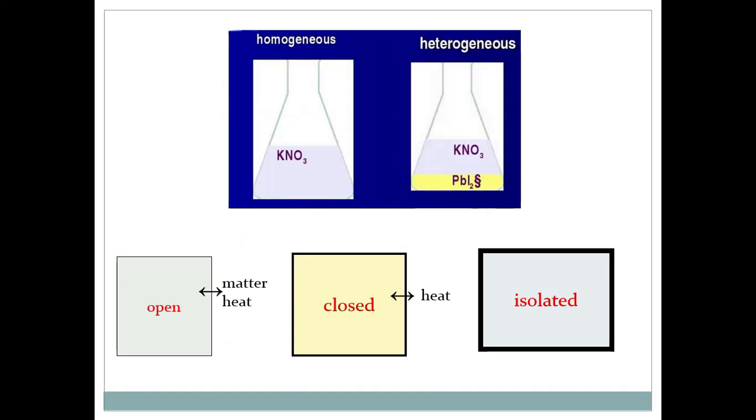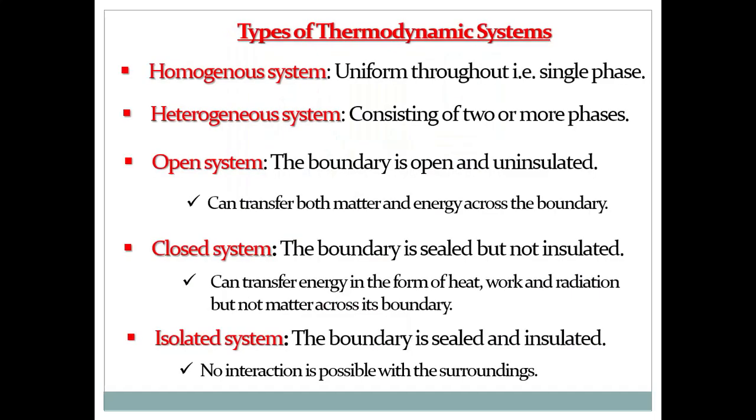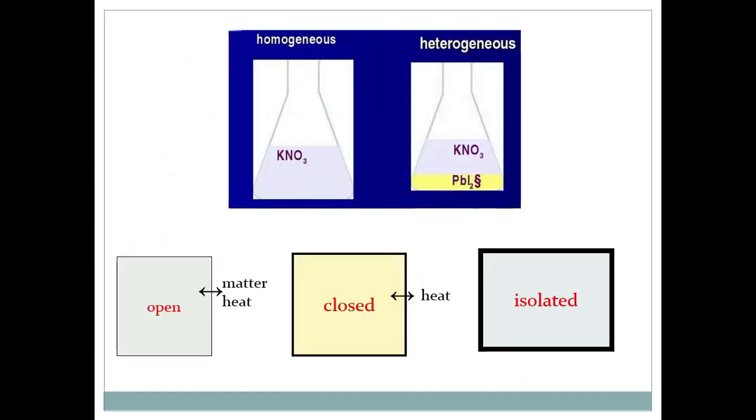So I was taking you back to miscible liquids to explain homogeneous and heterogeneous systems. For a homogeneous system, it's more of a miscible liquid, like we are seeing in this part of the video. We have potassium nitrate. When it's alone in this conical flask, we shall say it's a homogeneous system.